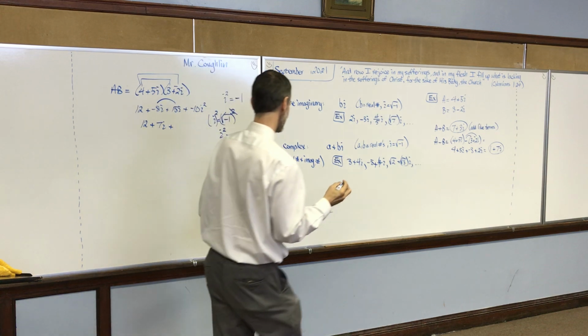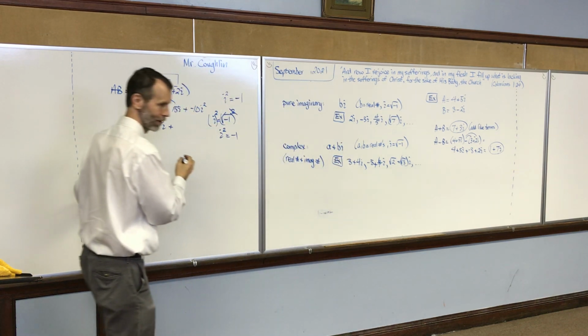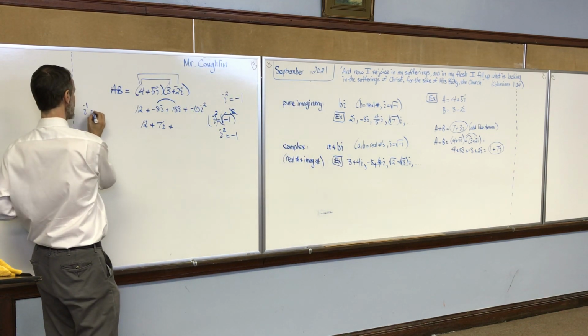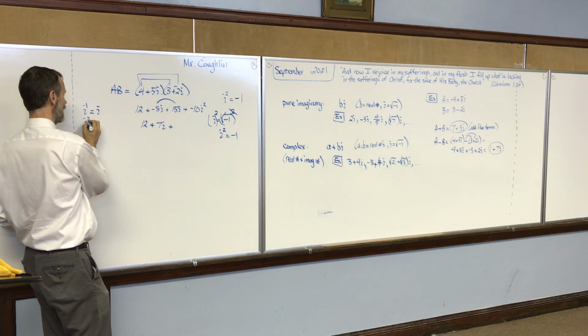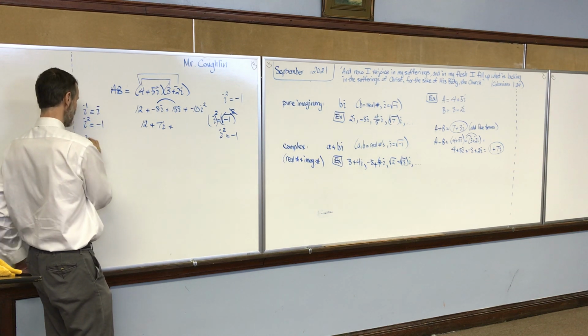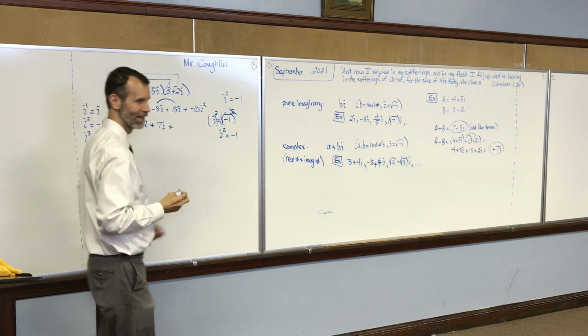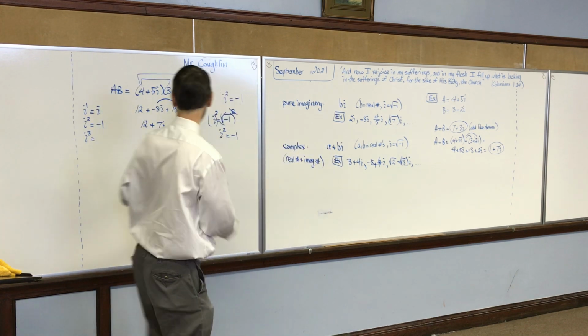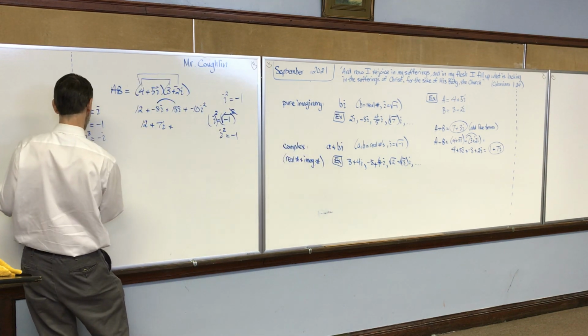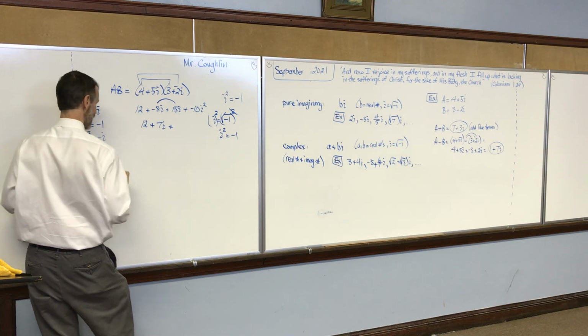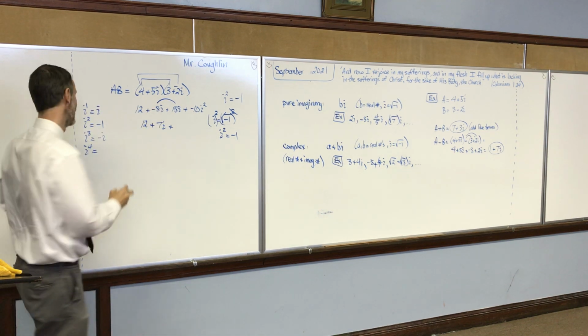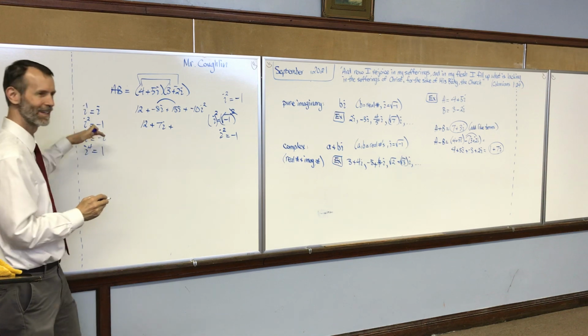Let's see who remembers the other ones, by the way. Let me do it over here. i to the first is i. i to the second is negative 1. Can anybody tell me what i to the third is? Yeah. Negative i. What's i to the fourth? Anybody? Yeah. It's 1.